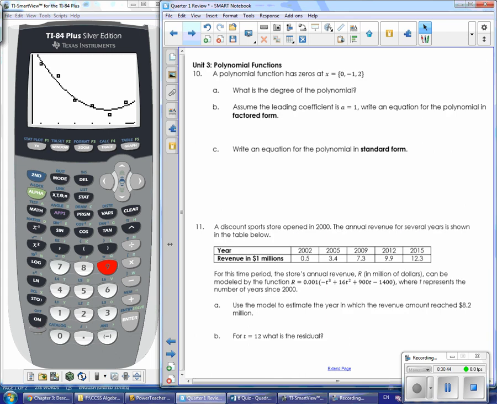All right, so the next section has to do with polynomials, and I'm going to save that for another video. So check back for video number 3 on polynomial functions for the review for your Quarter 1 assessment.